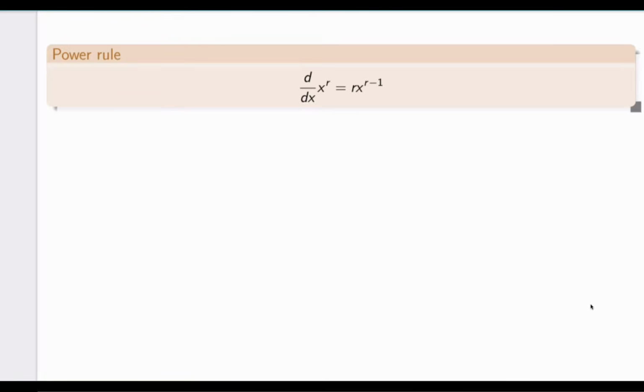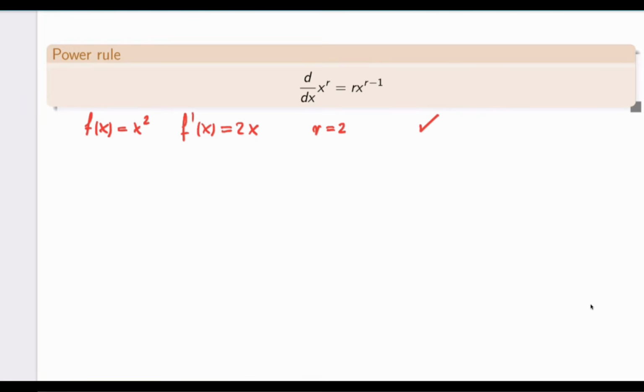Yes, indeed, we have seen one example previously where we had the function f of x is equal to x squared, and then we found f prime of x is 2x. Here now r is equal to 2, so d by dx of x squared is 2 times x to the 2 minus 1, which is 1, so it's 2x. So this satisfies the power rule indeed.